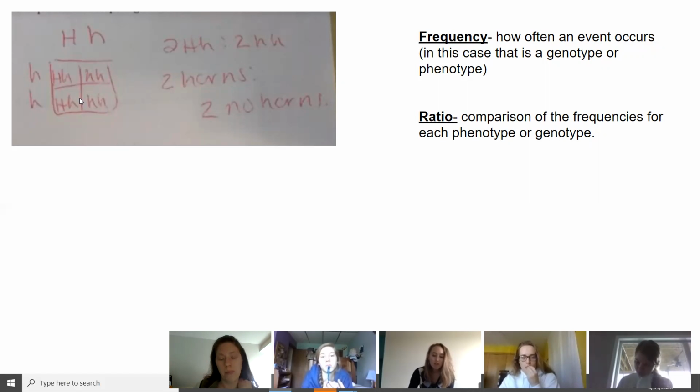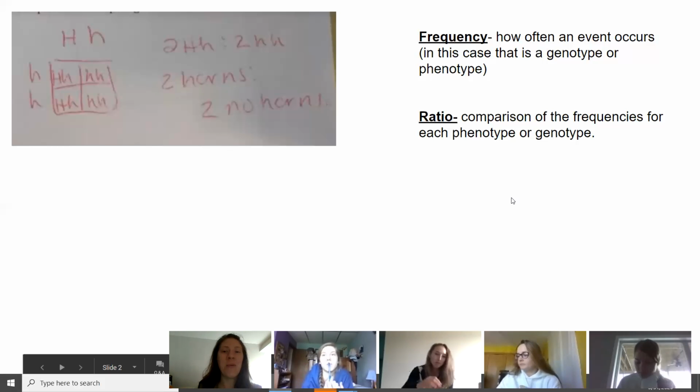Oh, it just says on my sheet 1 horn is dominant and no horns is recessive. Oh, so the 2 horns, I don't mean 2 physical horns. I mean 2 individuals with horns. Oh, okay. Yep. Oh, okay. Because I was like, wait, what? Okay, thank you. Yeah, no problem.